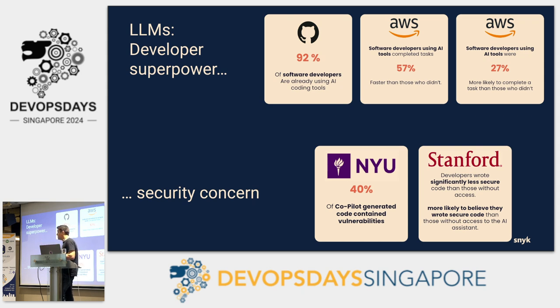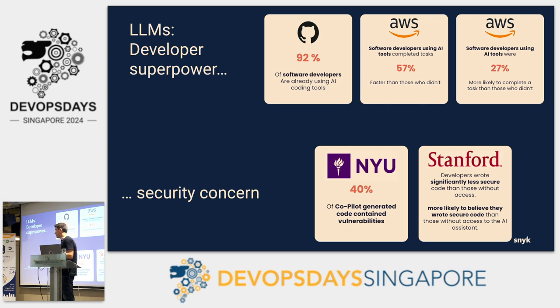But there is a security concern there, right? We all need to be aware of, which is fine. As long as you have the guardrails in place, then we can go ahead and innovate and use these tools. So New York University and Stanford did some research. In the case of NYU, I think it was like 1,500 plus applications, repositories that they built using Copilot, 40% of which had vulnerabilities.